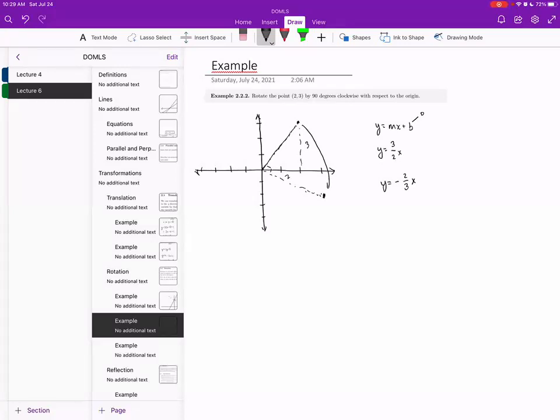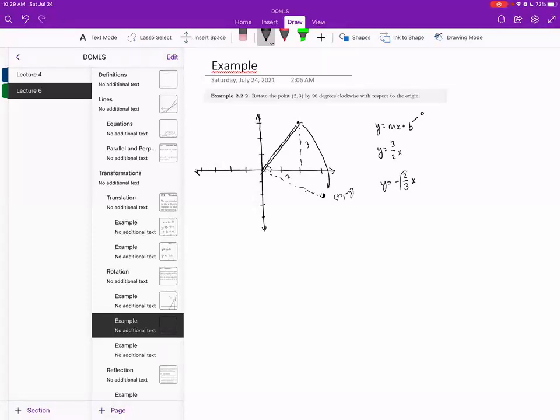Now we want to find the point on the line that's the same distance as this original point. We know that it's going to be in the fourth quadrant, so it's going to have a positive x and a negative y. So if we have a positive x and a negative y, we want to find this point with the same distance as the original point.